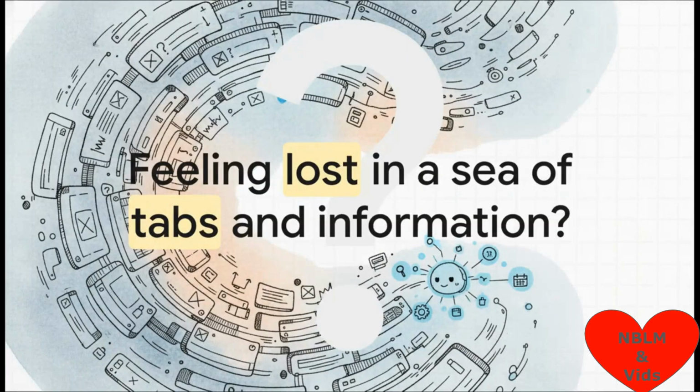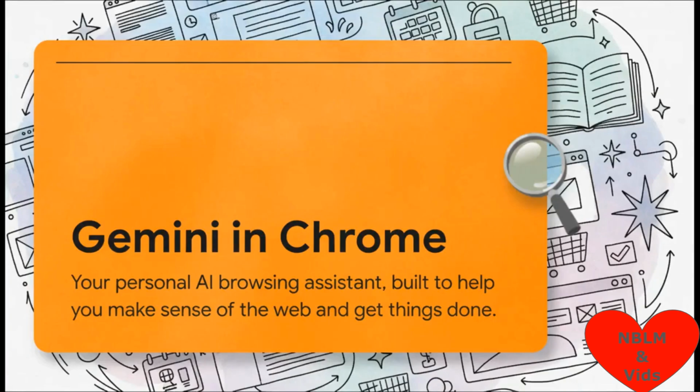You know that feeling, right? You've got like a million tabs open. You're trying to plan a vacation or research a project or just survive the workday. It's just this chaotic sea of information, and finding that one thing you need feels impossible. Well, that's exactly what Gemini in Chrome is here to fix.